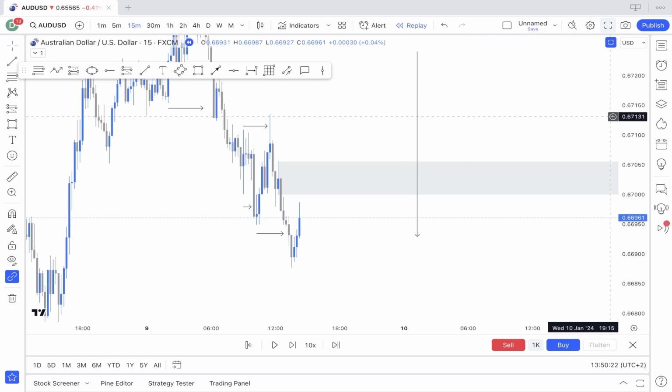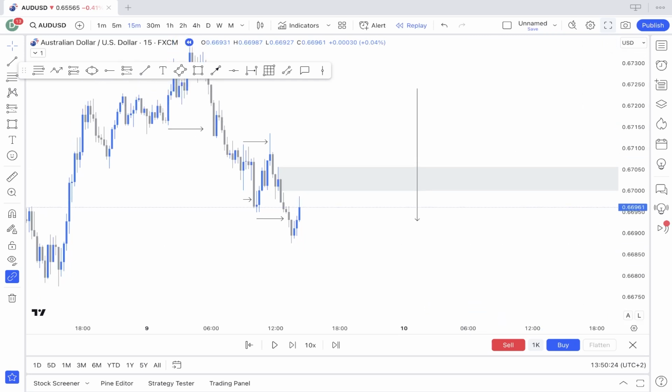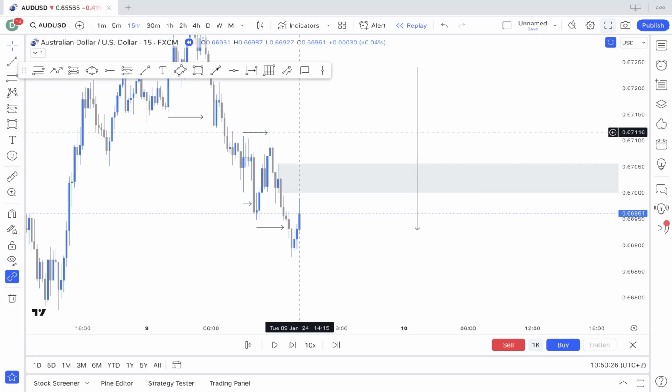So to quickly recap, what I did is I literally let the price show its true intentions. It swept liquidity here. After that, it broke structure to the downside, but we never know this is a liquidity sweep. We only know it's a liquidity sweep when we have a break of structure.